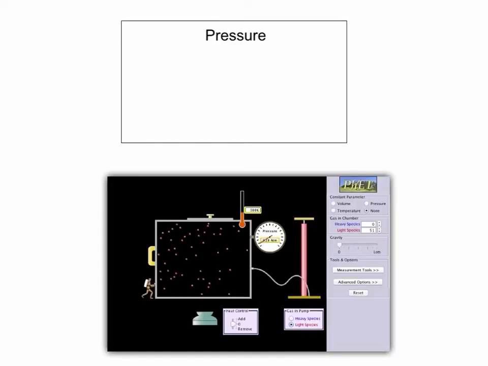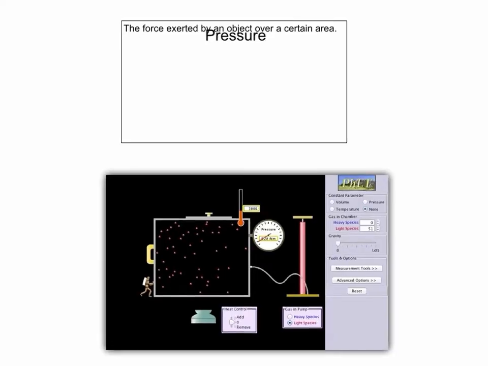When we start talking about a gas, it's important to talk about the pressure of a gas. And, well, what is pressure? Pressure is the force exerted by an object over a certain area. And how does this apply to gases?